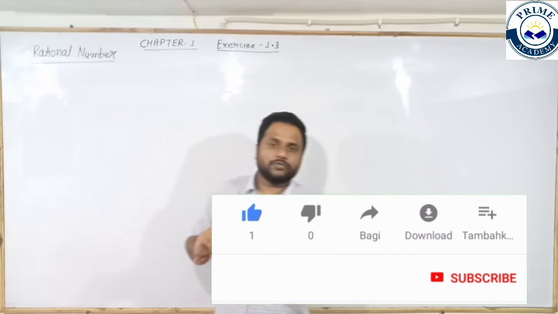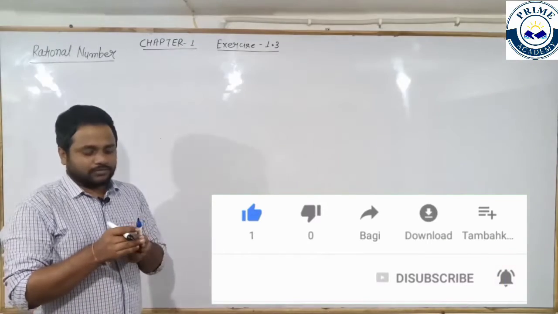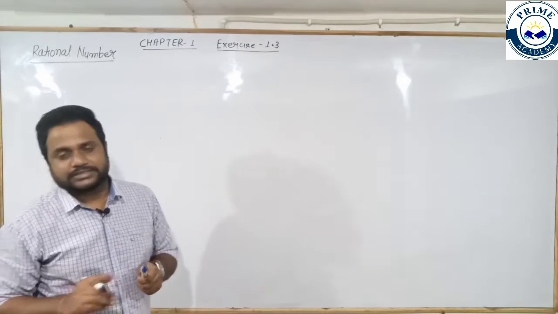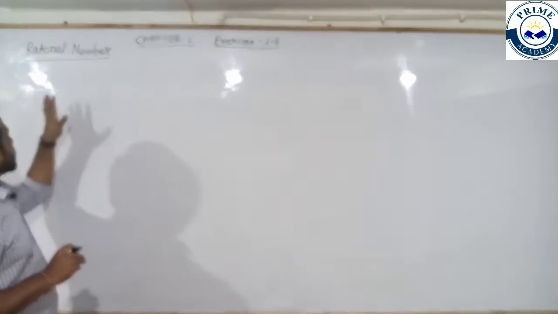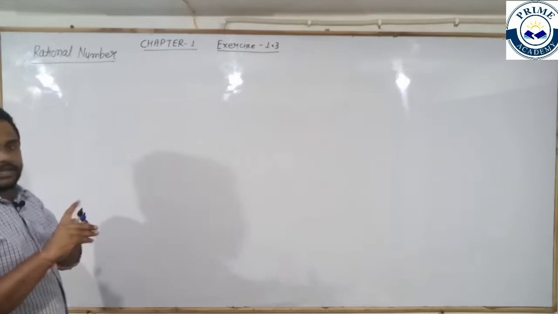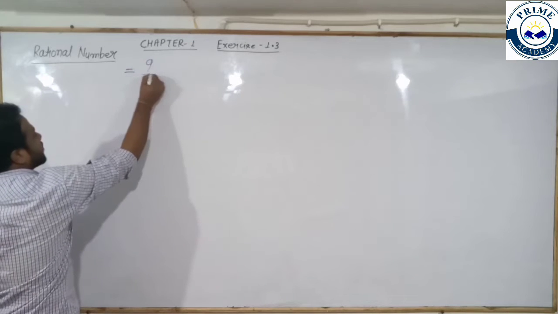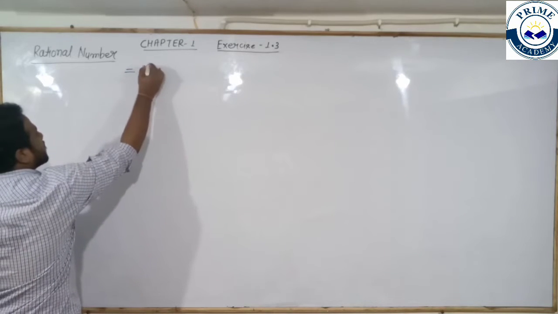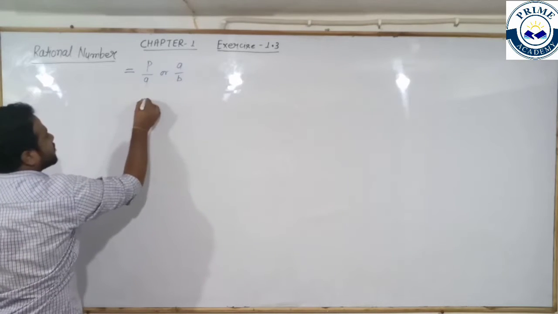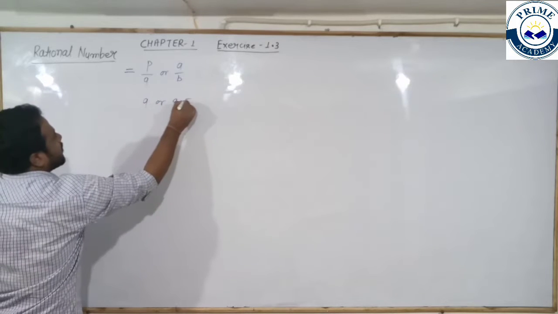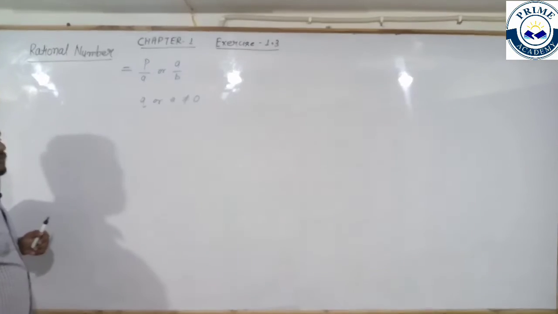Today's topic, exercise number 120. As I already explained in my previous lectures, what are rational numbers? Let's see what a rational number is. We know that a rational number is always represented in fractional form, that is p by q, or you can write a by b, where q or b will never be 0. Means the denominator will never be 0.